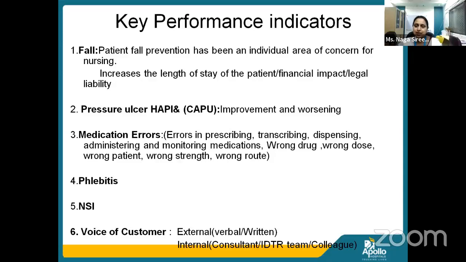You all know why I kept it last: even though these five parameters are very, very important, the sixth one is the most important. In the ICU, to satisfy the patients, you might take care of the patient well to prevent the fall. You might take care of the patient without forming a pressure ulcer, or without any medication error, with dilutions and everything given properly. But still, we will fall into the area of voice of customer, which is very, very important, because ultimately the patient or our attendant should say our care is good in the ICU or ward.